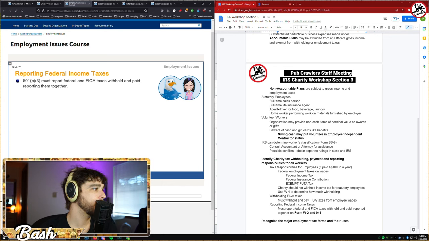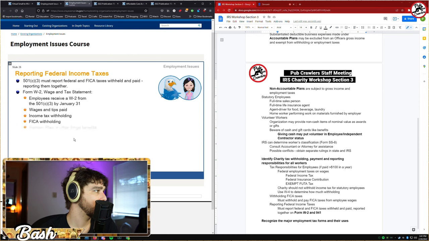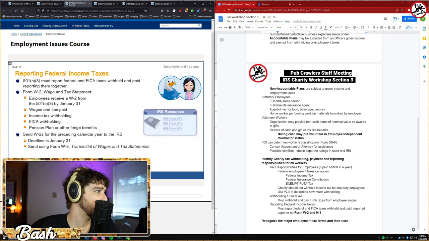How do the employees find out what taxes have been withheld and paid for them when they file their income taxes? Employees should receive a W-2 wage and tax statement from your organization by January 31 for the preceding calendar year. 501c3s use the W-2 to report employee wages and tips paid, income tax withholding, and FICA withholding. The W-2 also reports whether an employee is covered by a pension plan or receives other fringe benefits. Organizations must also send copies of the W-2 for the preceding calendar year to the IRS by the last day of January. To mail your W-2s, send copy A of the W-2 using form W-3, transmittal of wages and tax statements. Alrighty.